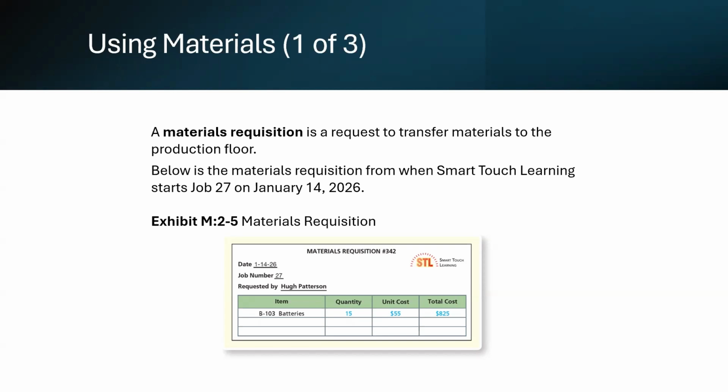Using materials. When Smart Touch starts job 27 on January 14th, 2026, the production team requests materials for the job by filling out a materials requisition. And you see an example of the requisition here on the screen, Exhibit 2.5.